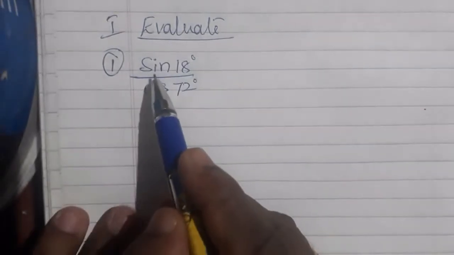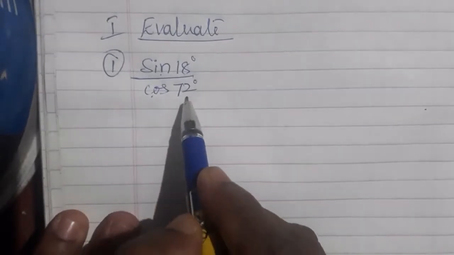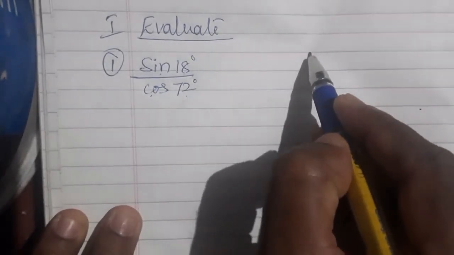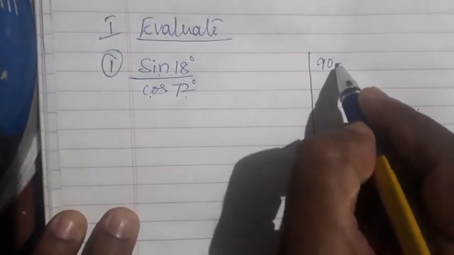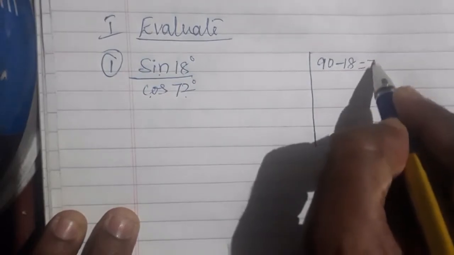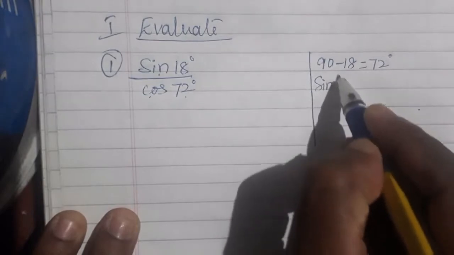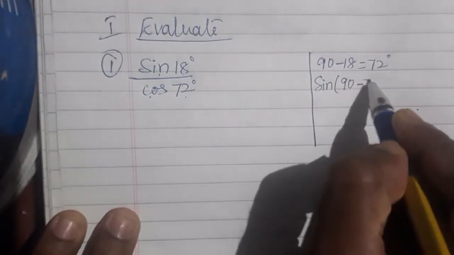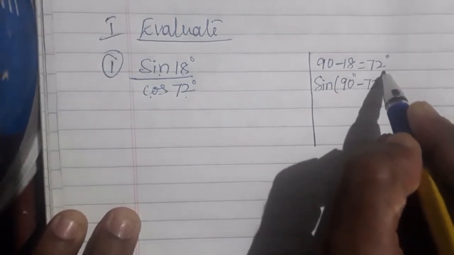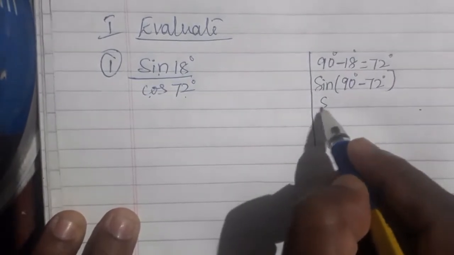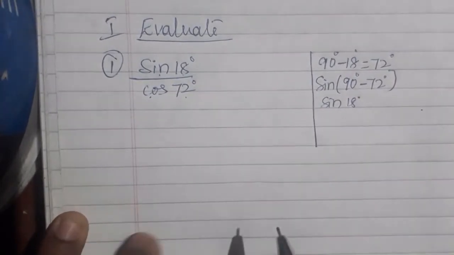Now a few sums based on trigonometric ratios of complementary angles. Evaluate sin 18 degree by cos 72 degree. We'll have a small working column. Now here we'll check 90 minus 18. How much will you get? 72 degree. Therefore, sin 18 can be written as sin 90 minus 72. Sin 90 minus 72 degree is nothing but sin 18 degree only.